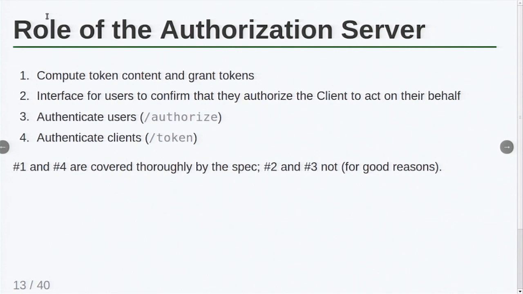And then the second leg, the back channel, where the client obtains a token from the authorization server, also has to be authenticated, which is why you have client registration and secrets. So 1 and 4 are covered pretty thoroughly by the spec, although in the case of 4, it only makes some suggestions about how the authentication should actually be done. It says that basic authentication is adequate, so that's what most people do. And 2 and 3 are not, and that's for a good reason, because there are plenty of choices that you can make, and they all make sense.